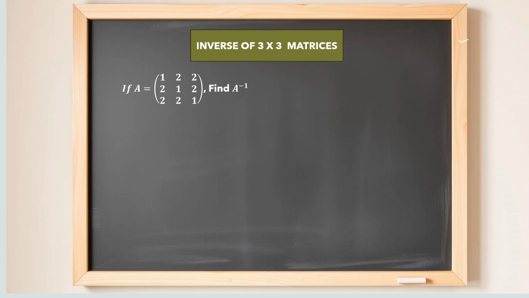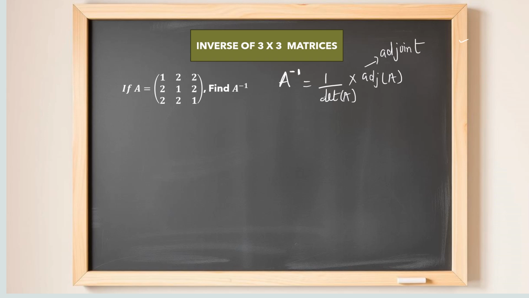Now, before I proceed, I would like you to know that the formula for finding the inverse of any matrix equals 1 over the determinant of A multiplied by the adjoint of A.